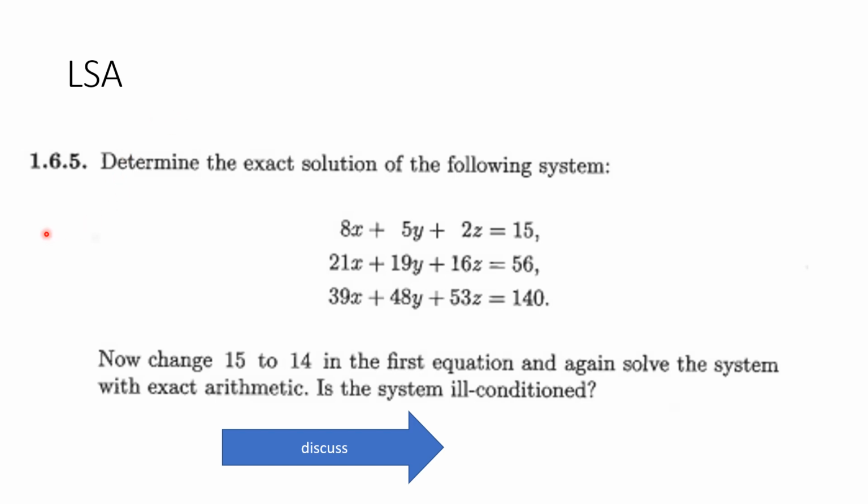Here is the final LSA. I advanced the slide and can't go back. So we want to determine the exact solution for the following systems. And then I ask you to change 15 here to 14, and again solve it with exact arithmetic. Is the system ill-conditioned? And discuss your answer.